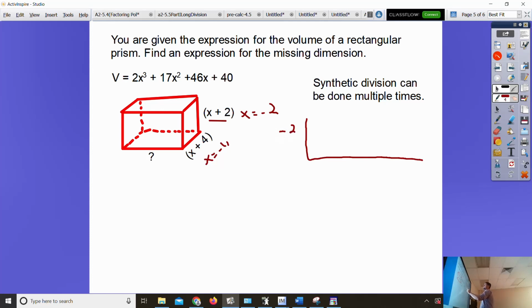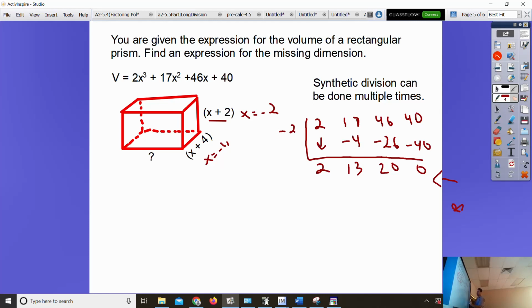First, I'm going to pull out the -2. I'm going to drop that 2. -2 times 2 is -4. I'm going to add. I'm going to multiply. I'm going to add. And I'm going to multiply. And I got my 0. Because the remainder is 0, I can reuse this. Only because that remainder was 0 do I get to reuse.